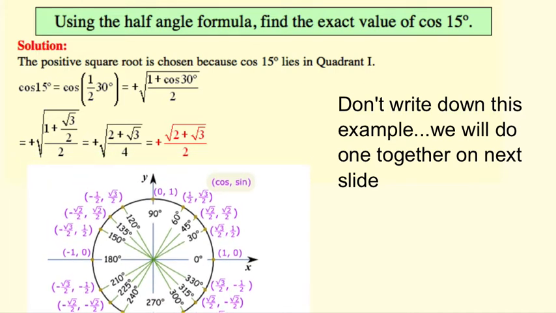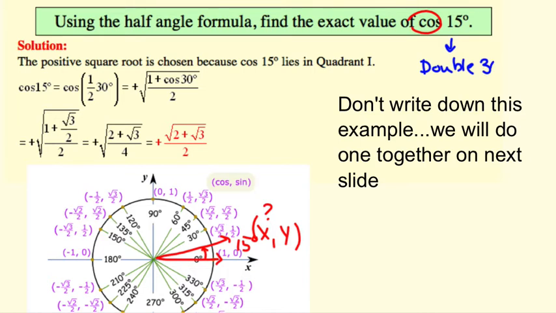If you look at your unit circle here, 15 degrees is halfway between 0 and 30 degrees. So here's 15 degrees right here. And we want to find the exact value for the cosine. What is that x value? And it's not there. So what we can do is double the angle. The double of this angle is 30 degrees.